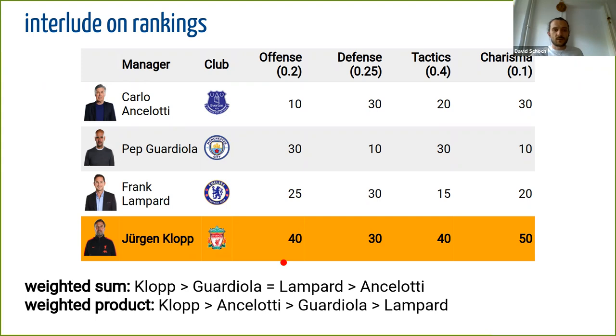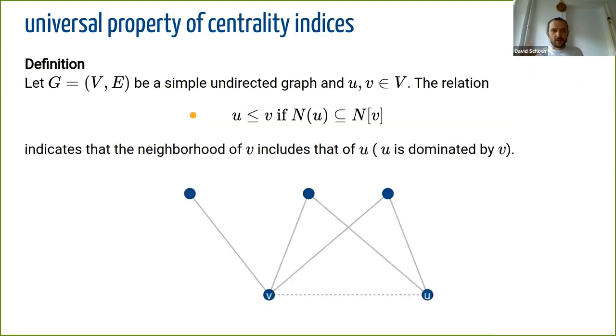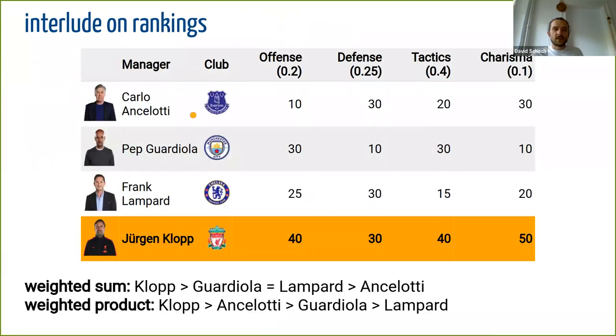Okay, so this is the concept. We don't know what the correct ranking is, but we know Jürgen Klopp will always be ranked higher than these three. And this is a concept that we found actually also existing in networks. It is called neighborhood inclusion. So it's almost a one-to-one correspondence to what we had here. Jürgen Klopp has better values than all of them in each category.